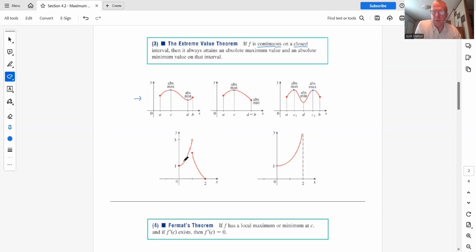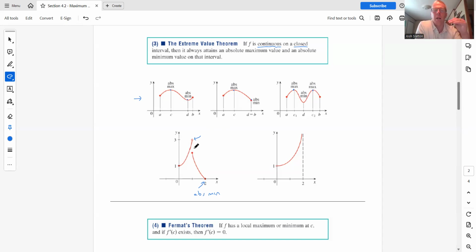Now, in this case, this would be an open interval here, and it's not continuous. So we have a discontinuity here. And so there is an absolute min. So that would be the absolute min, but there is no absolute max because you never actually get to that point. That point, if it was included, would be the absolute maximum. But it's not included. The graph approaches that point, but it never actually gets there.